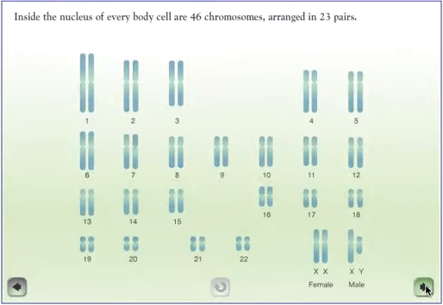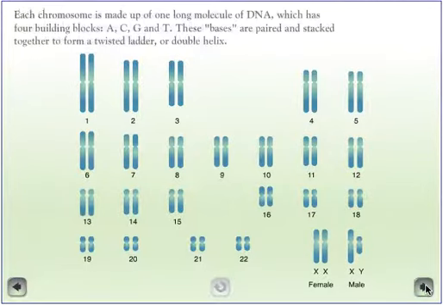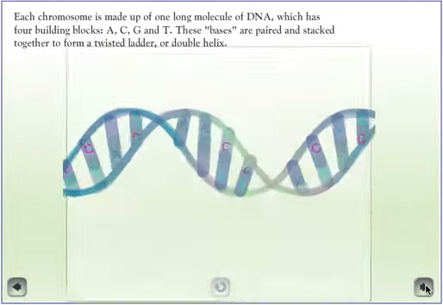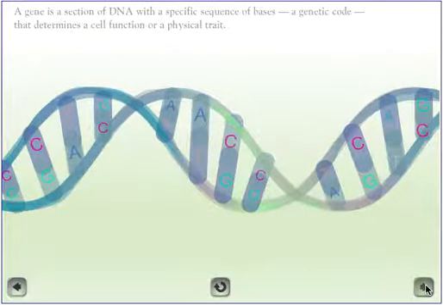Inside the nucleus of every body cell are 46 chromosomes arranged in 23 pairs. Notice that the 23rd pair is either XX if you're female or XY if you're male. A gene is a section of DNA with a specific sequence of bases, a genetic code that determines a cell function or a physical trait.